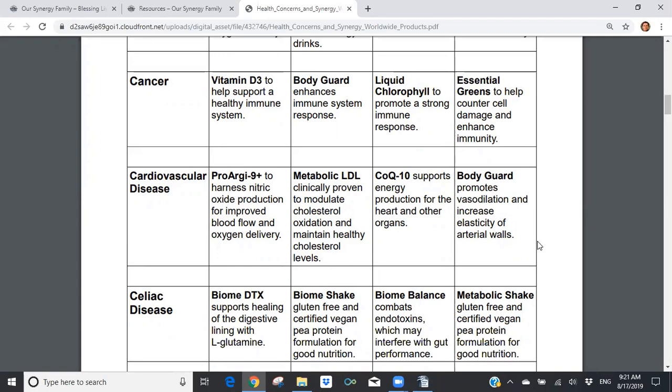Well, the Biome DTX would be a fantastic product for a person who has celiac disease because the Biome DTX supports the healing of the digestive lining with L-glutamine. What happens in celiac disease is that the lining of the small intestine is eroded, and so you need to begin to help heal that lining. And so Biome DTX would be just an excellent product for that. Biome Shake, again, because it's a gluten-free, certified vegan, pea protein formulation, would be another great choice for that person.